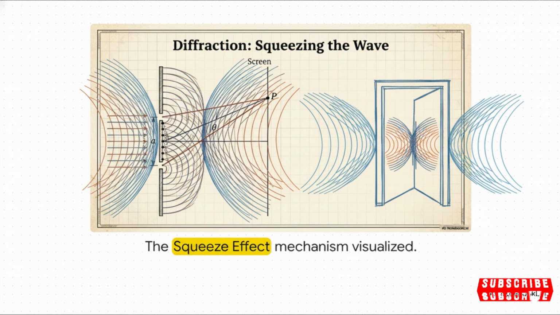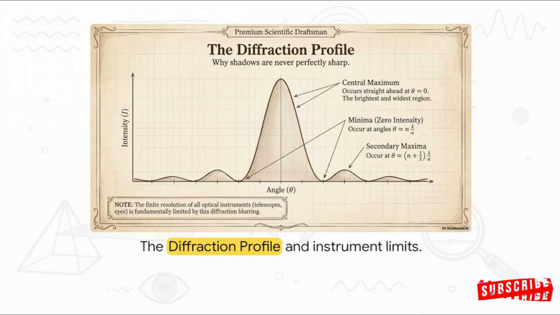Even if you only have one single opening, like an open doorway, the wavelets on the left side of the doorway interfere with the wavelets on the right side. The wave essentially fights with itself, causing the energy to fan out and bleed into areas that should, geometrically speaking, be in total shadow. And this brilliantly illustrates why a shadow is never perfectly sharp.